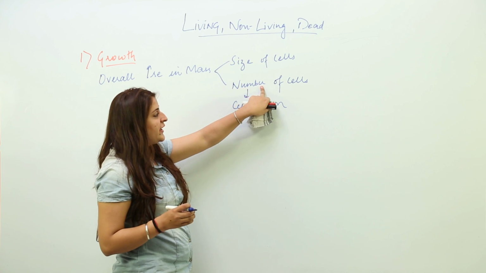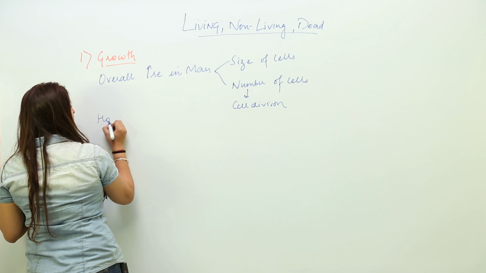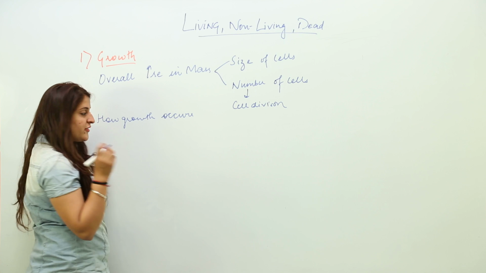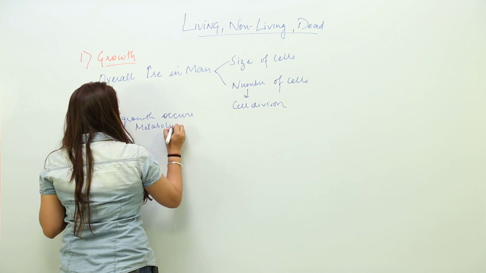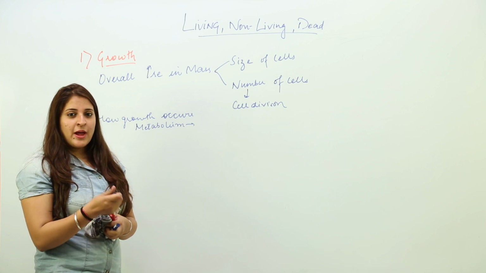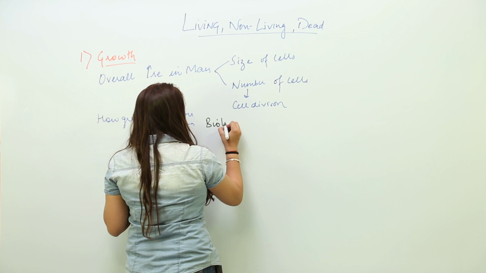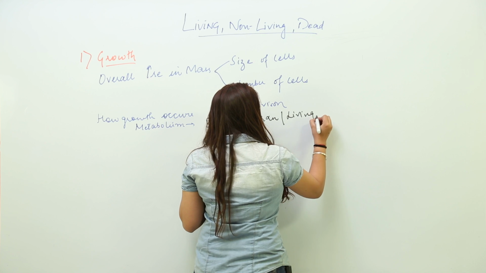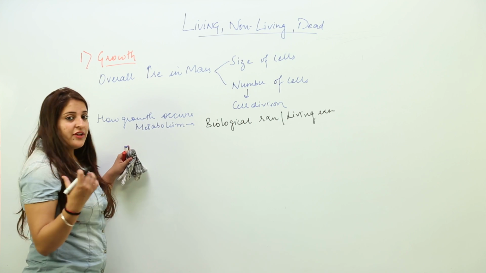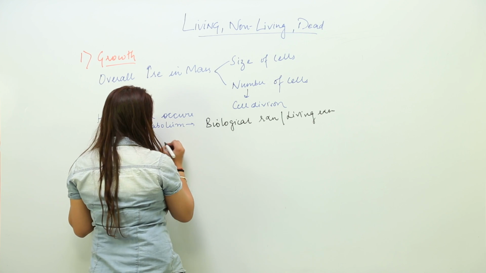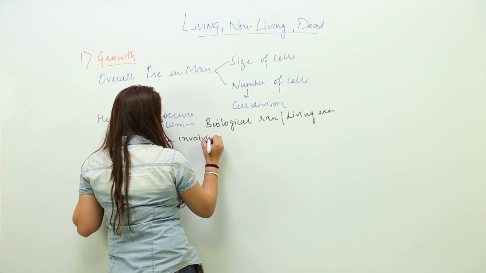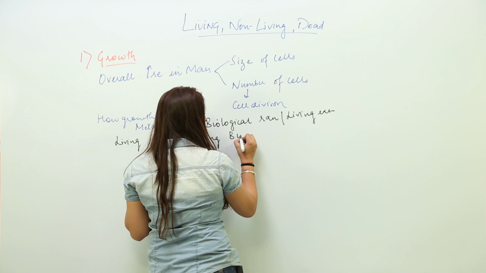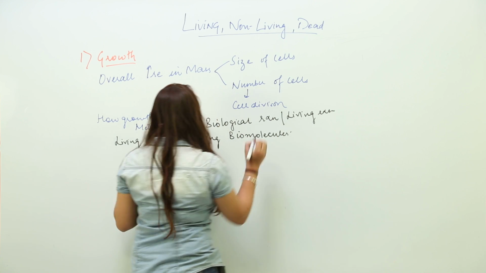But how does the increase in number and size actually occur, that is, how does growth actually occur? Growth occurs due to a basic process which is metabolism. Now, what do you mean by metabolism? Metabolism is also known as a biological reaction, or we can call it a living reaction. This biological reaction involves living organisms or the involvement of living biomolecules. Any living reaction which involves biomolecules is known as metabolism.